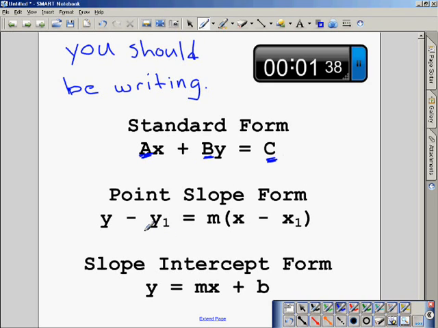In the point slope form, y minus y sub 1 is equal to m times the quantity x minus x sub 1. The y sub 1, the m, and the x sub 1 are all numbers. In the slope-intercept form, the m and the b are numbers. In each one of these forms of a linear equation, we have an x and a y.